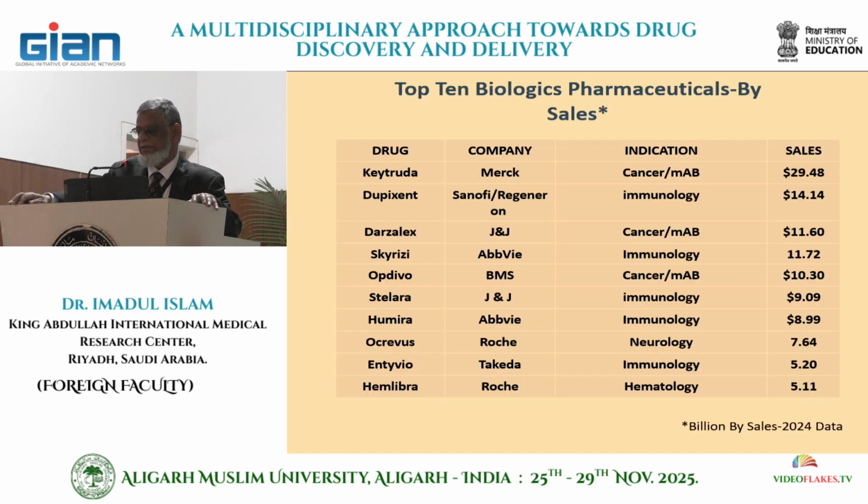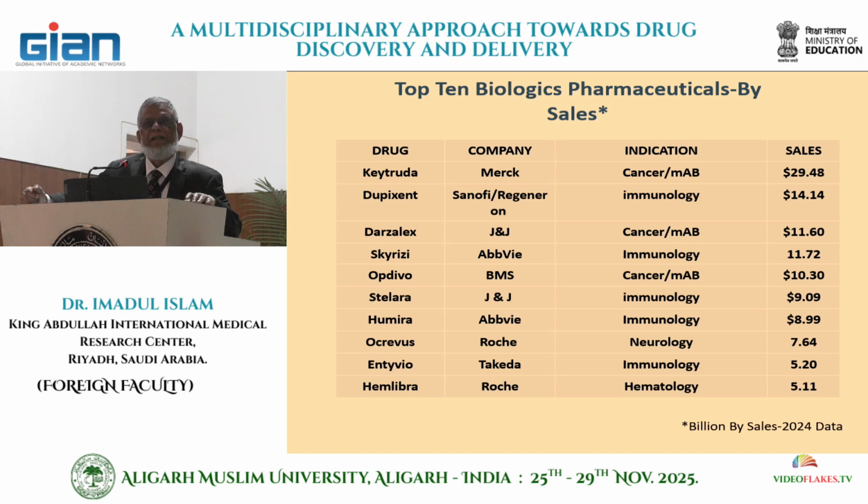And then drugs are not only small molecules, there are biologics also. Biologics means proteins, vaccines. Like Keytruda, a cancer drug sold by Merck, is 29 billion dollars. This is like a small country's budget, 29 billion, one drug only. If you discover something in AMU, AMU will be on the world map. So just aim for that, inshallah. That's the thing. And this is not very difficult.